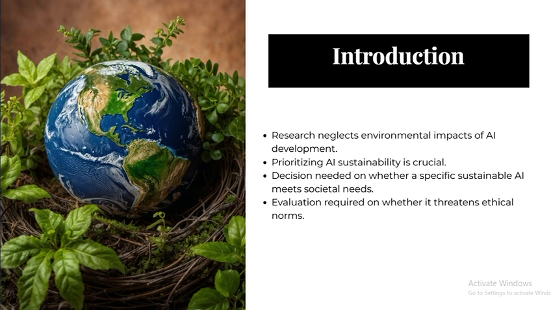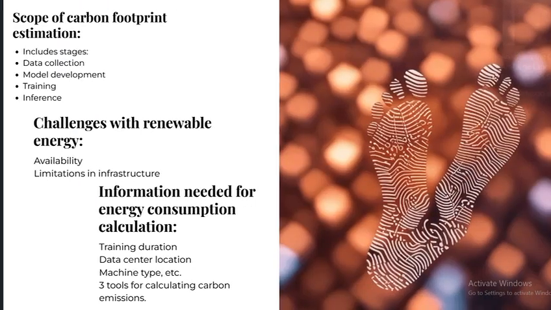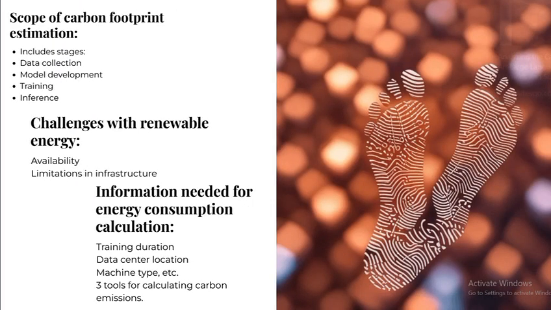Researchers should then decide whether using the particular sustainable AI would account for society's needs and not pose a threat to ethical norms, considering the fact that using AI is a choice. When defining the scope of the carbon footprint estimation, the entire cycle of the model includes stages such as data collection, model development, training, and inference.